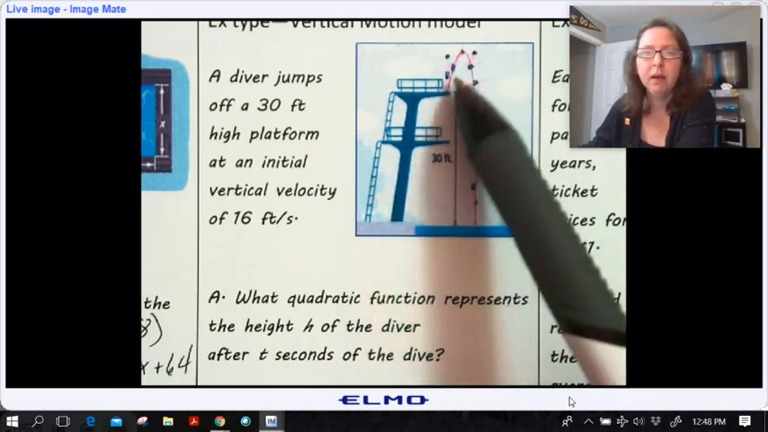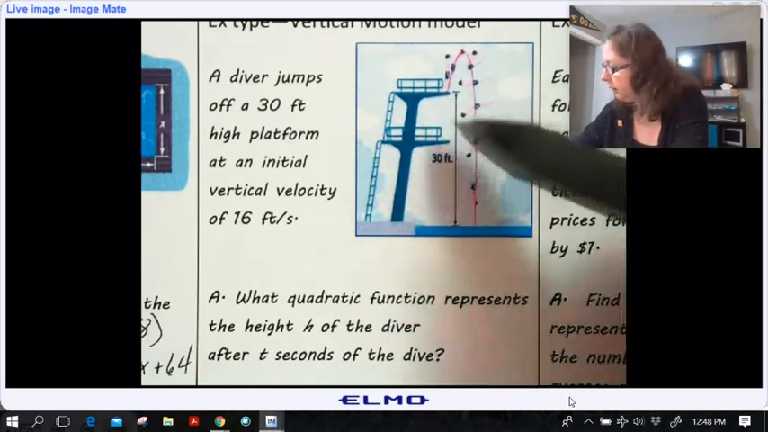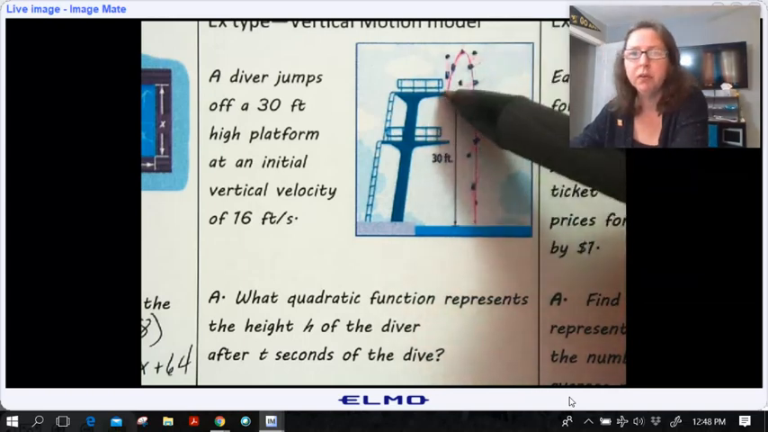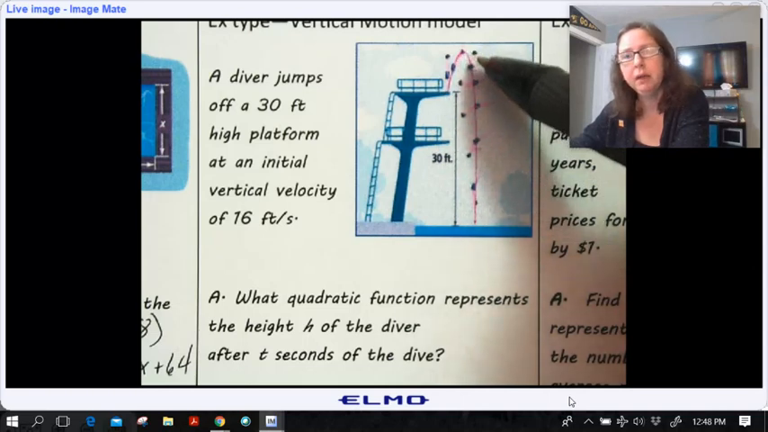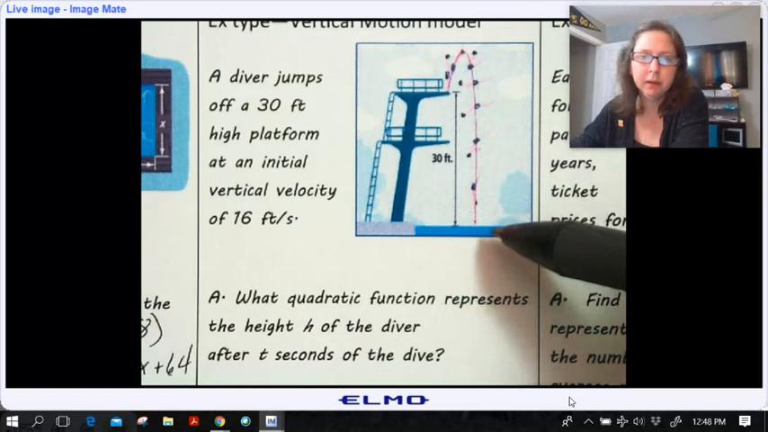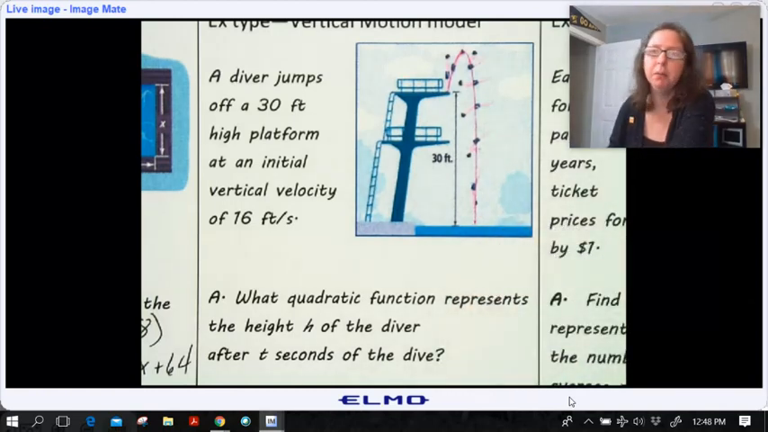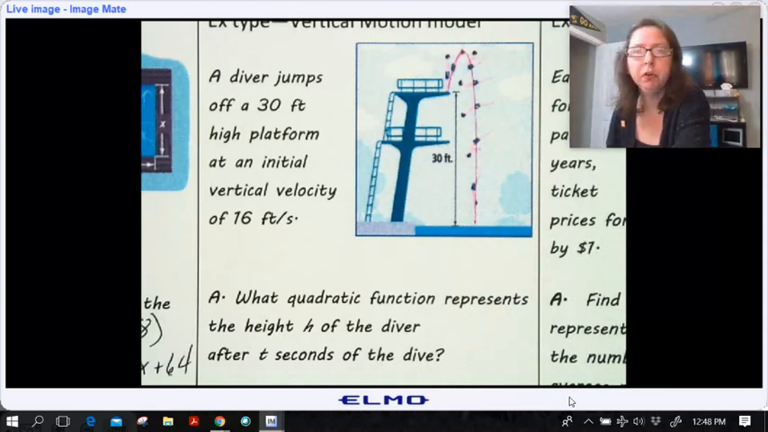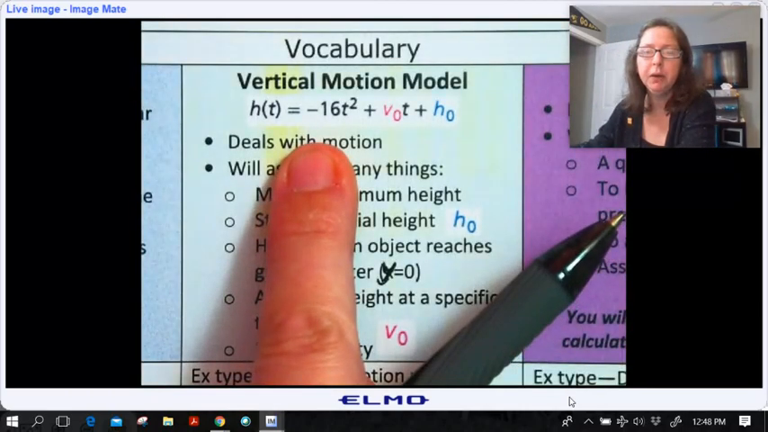So we've got this diver, he's standing right here. It tells me that this is 30 feet tall. A diver is going to jump up, and at some point they're going to curve their body because they know that they're going to come back down. And I think typically the idea is to make the smallest amount of splash possible, but I don't know a lot about diving. So we need to refer to the equation that was given to me up here.